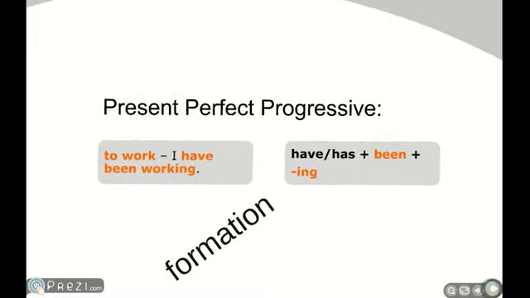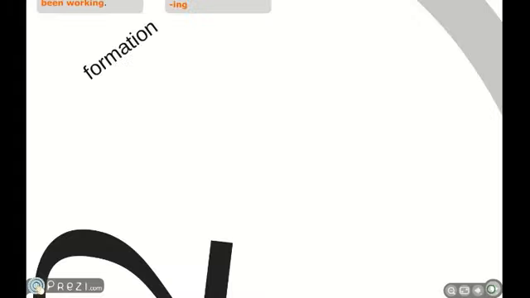Now let's continue with the formation of this tense. Again, let's start from scratch with a verb here, to work. Let's make a present perfect progressive: I have been working. So have or has again for the third person singular is followed by been, and which in turn is followed by the ing form. So to work becomes I have been working in the present perfect progressive.